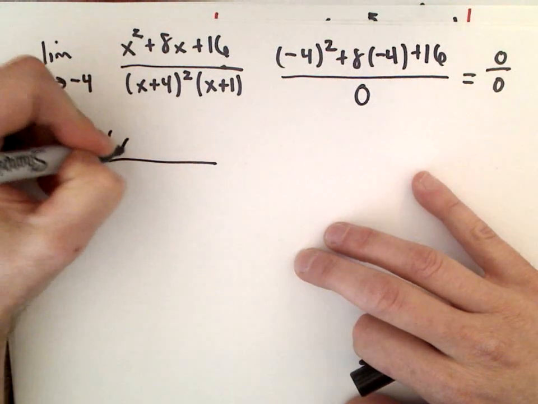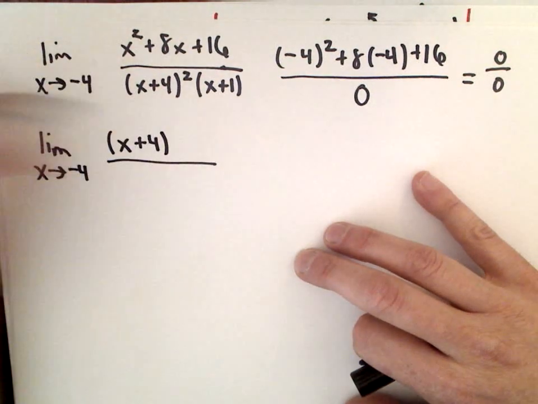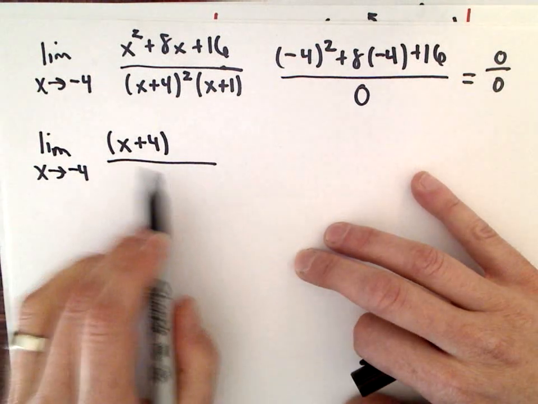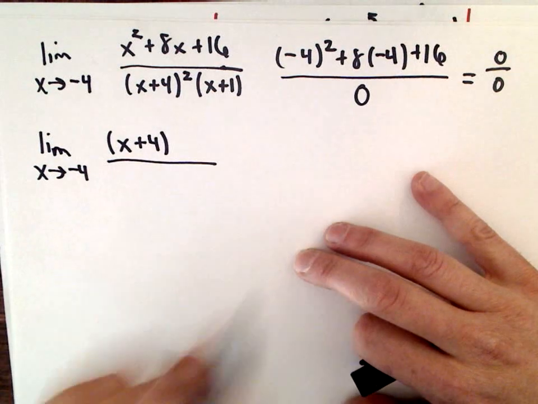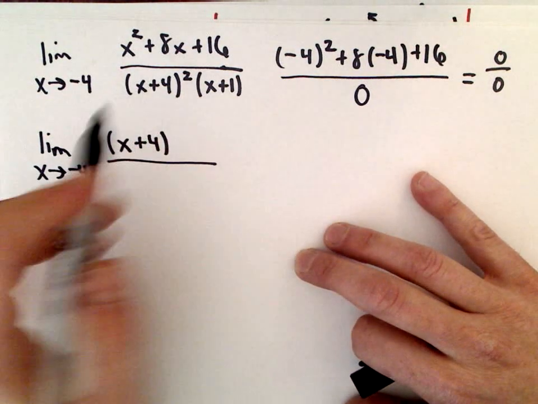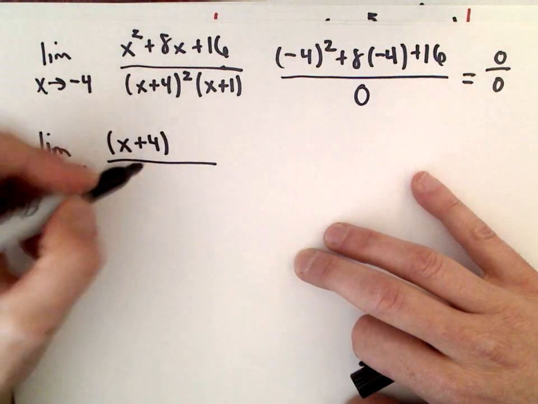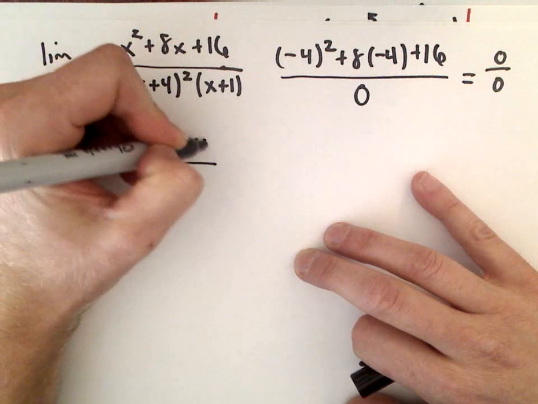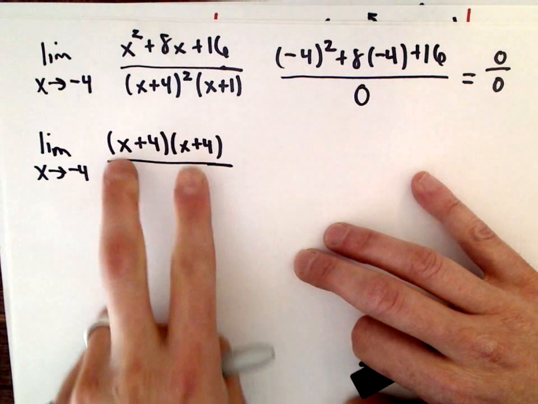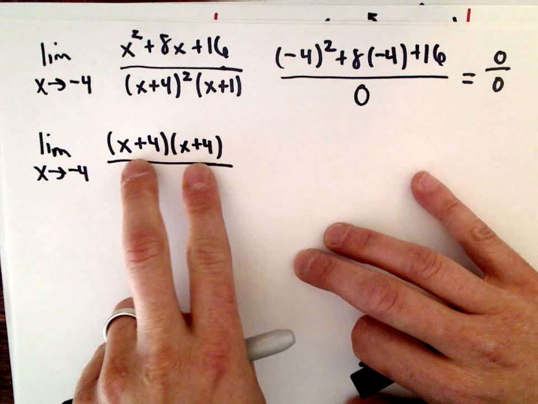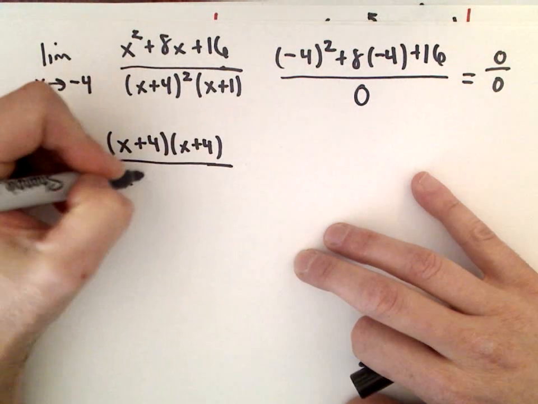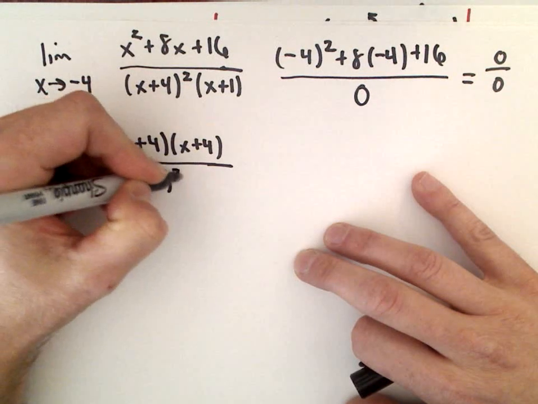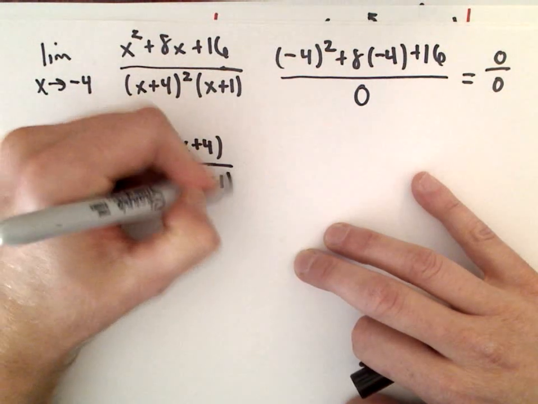So what it means is if we're plugging -4 into the numerator and we're getting 0 out, that tells me that x plus 4 must be a factor. Otherwise, when you substitute in -4, you wouldn't be getting 0 out. So if I factor the numerator, that actually factors as x plus 4 multiplied by x plus 4. If you FOIL it out or distribute it out, you'll get x squared plus 8x plus 16.